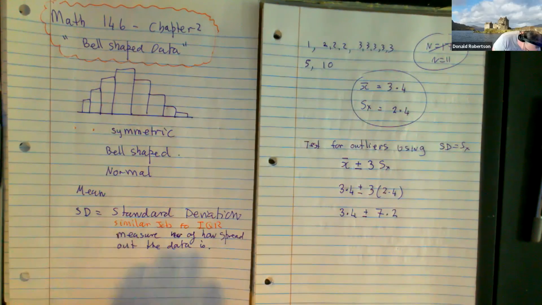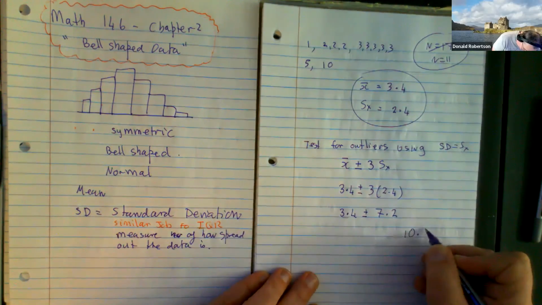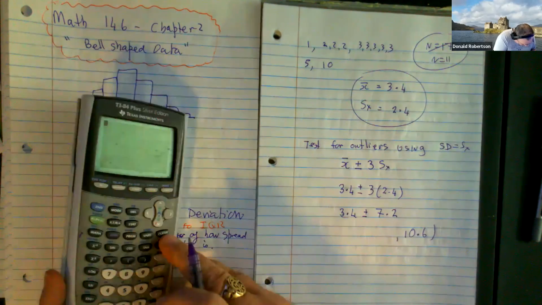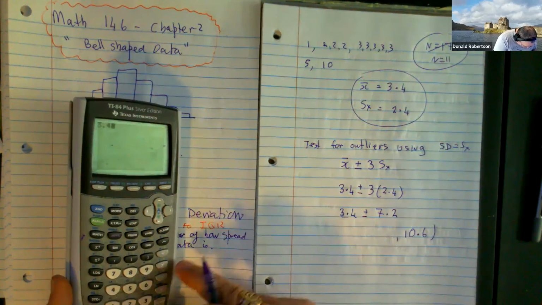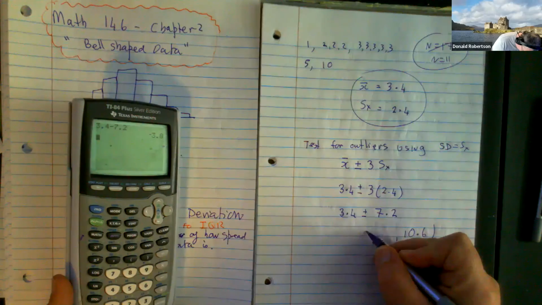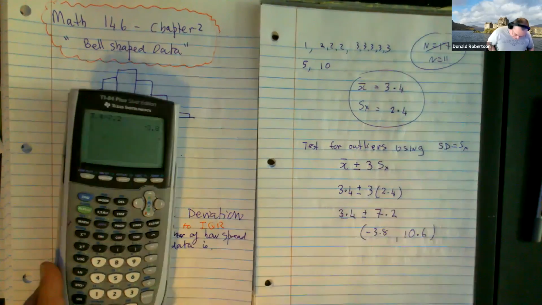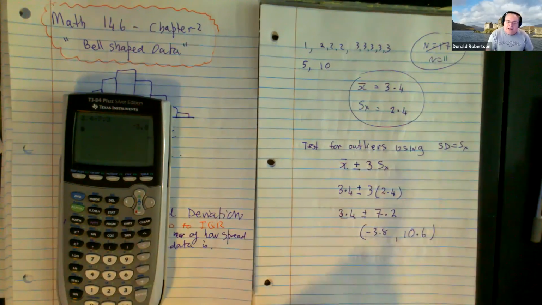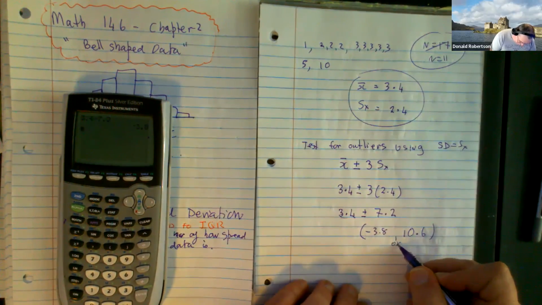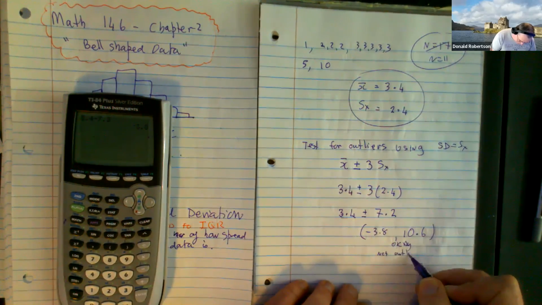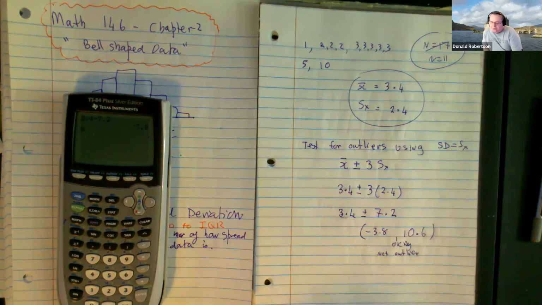And if you add these two together, you get 10.6. And if you take this away from the other, which I'm not going to risk doing in my head, if you do 3.4 take away 7.2, you get the answer negative 3.8. And this interval, any number between this number and that one is considered okay. You are not an outlier if you're in that range.